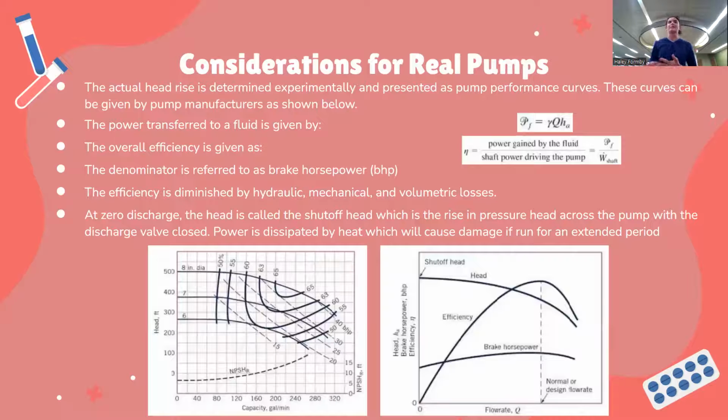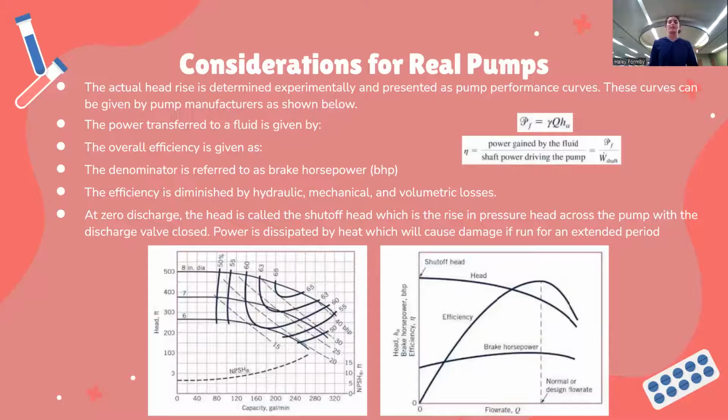And then, as mentioned before, it was the ideal head rise, but there are considerations for real pumps, and you have to determine actual head rise, which is determined experimentally. And you also determine the power transferred to the fluid as shown to the right, the overall efficiency, which is the power gained by the fluid over the shaft power driving the pump. And this denominator is often referred to as the brake horsepower. The efficiency is diminished by hydraulic, mechanical, and volumetric losses.